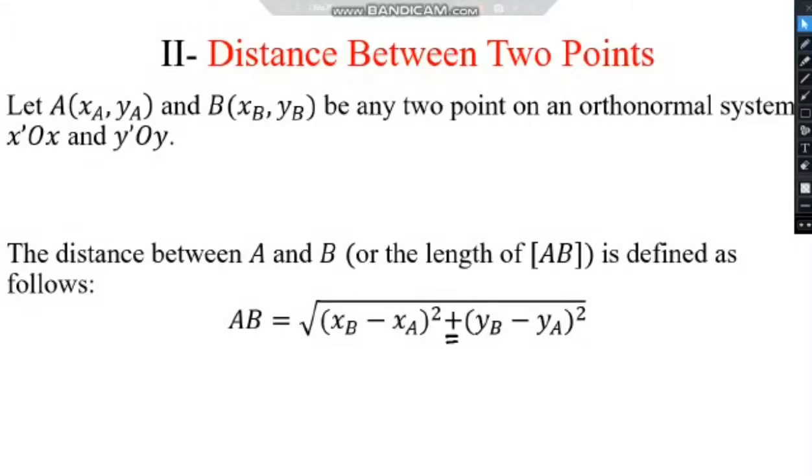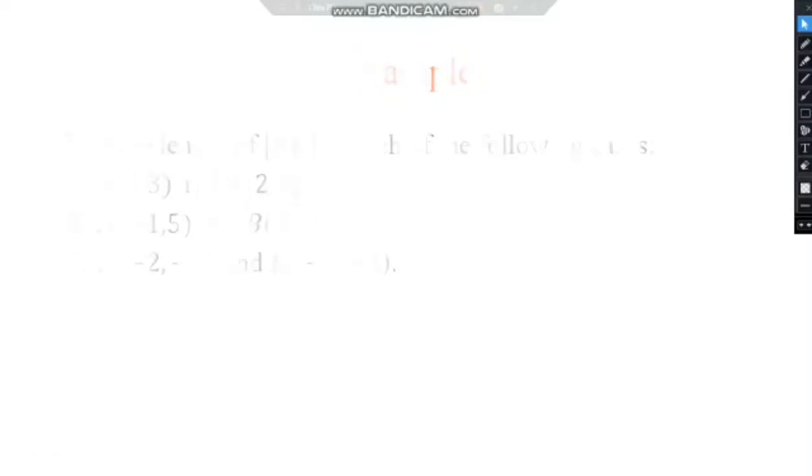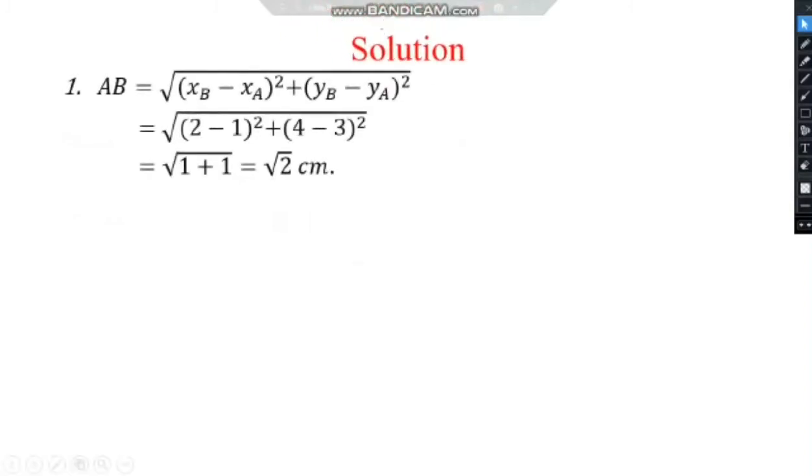Now I will give you some examples to know how to simplify in this formula, or how to calculate the value of the distance between A and B. For example, find the length of AB in each of the following cases. Now we are going to solve these three parts of the example. First, applying the formula.